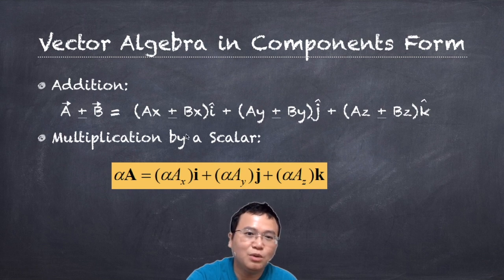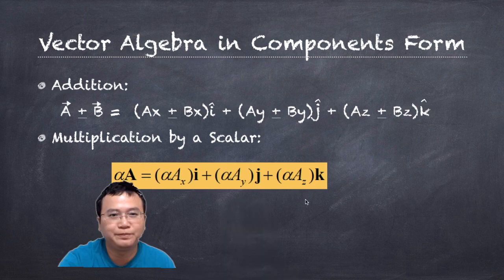So let's say we need to multiply by a scalar, by a number. This alpha right here represents a number. Take a number multiplied by a vector. Then we do the same thing: we take the x component of this vector multiplied by alpha, the y component of this vector multiplied by alpha, any number, and the z component multiplied by alpha. So that's it for vector algebra in components form.